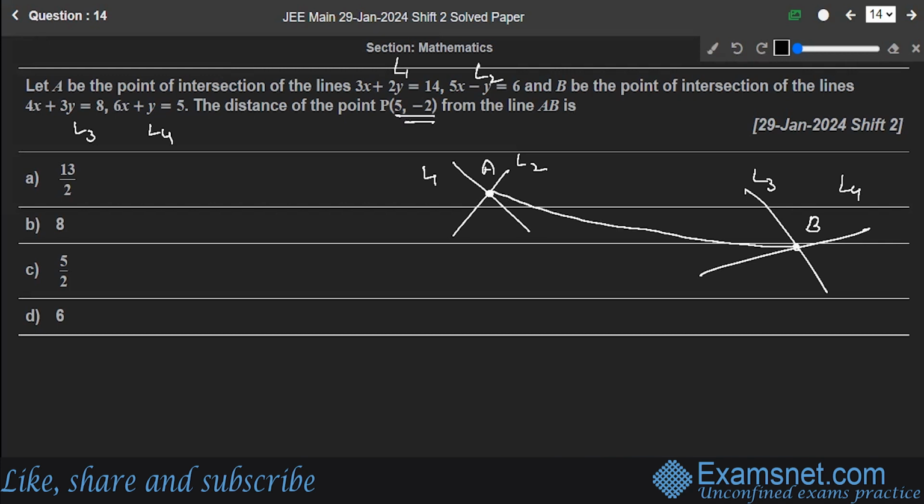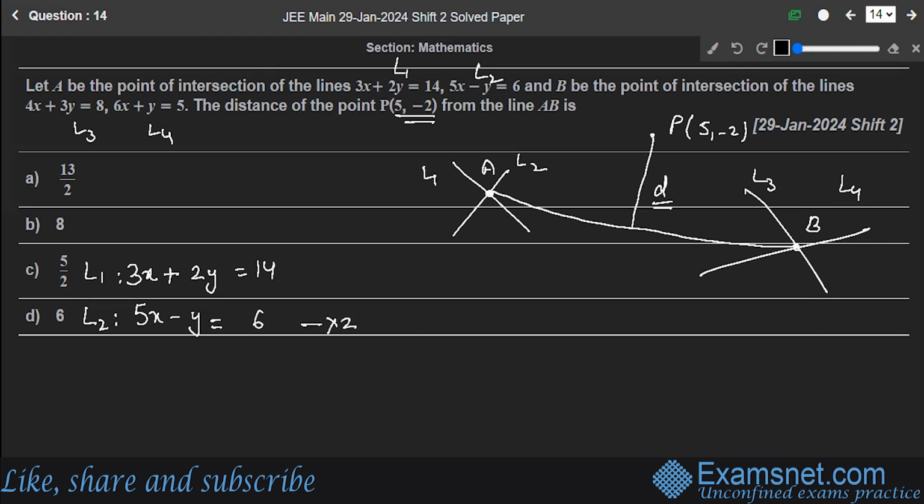So you have to find out the distance of the point P, 5 comma minus 2 from this line. This D you have to find out. Okay. Now, actually, the question is just going to be lengthy. Otherwise, it's a very easy question for you. You have L1 line is 3x plus 2y is equal to 14. And L2 line, this is 5x minus y is equal to 6, right?